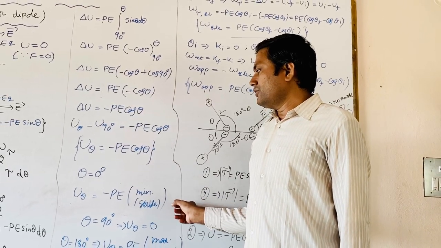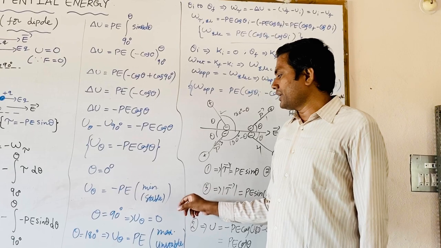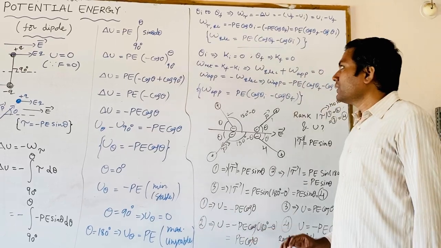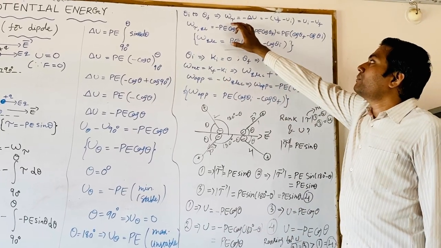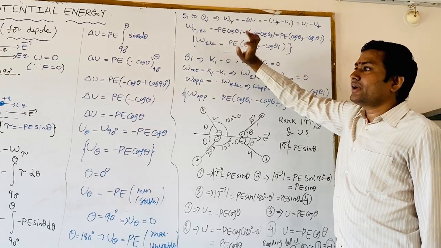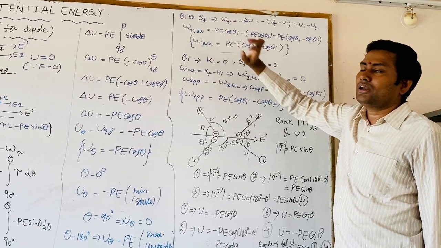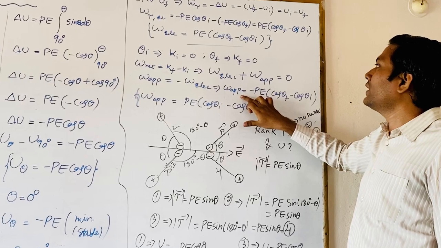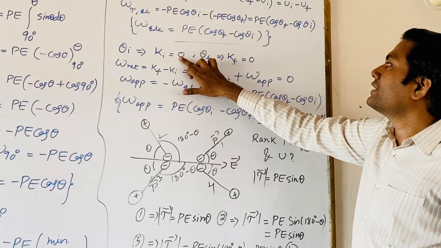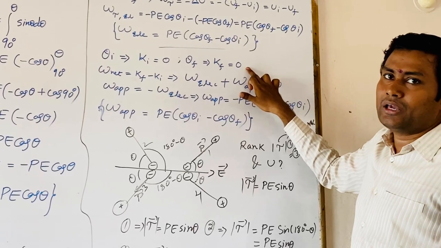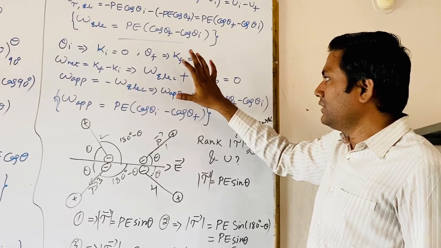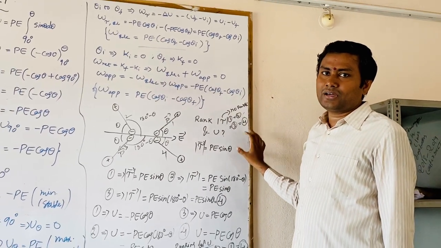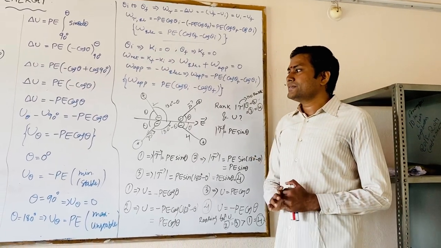Later we tried to recognize for what angle it is stable, for what angle it is unstable, and for what angle its value is 0. Again, we calculated, when the dipole is rotated from the angle theta A to theta F, what is the work done by the torque due to the electrostatic force. Again, what is the work done by the torque due to the applied force, when the initial kinetic energy as well as the final kinetic energy of the dipole is equal to 0. Again, these ideas we applied for one problem in order to decide the ranking for the torque as well as the potential energy.